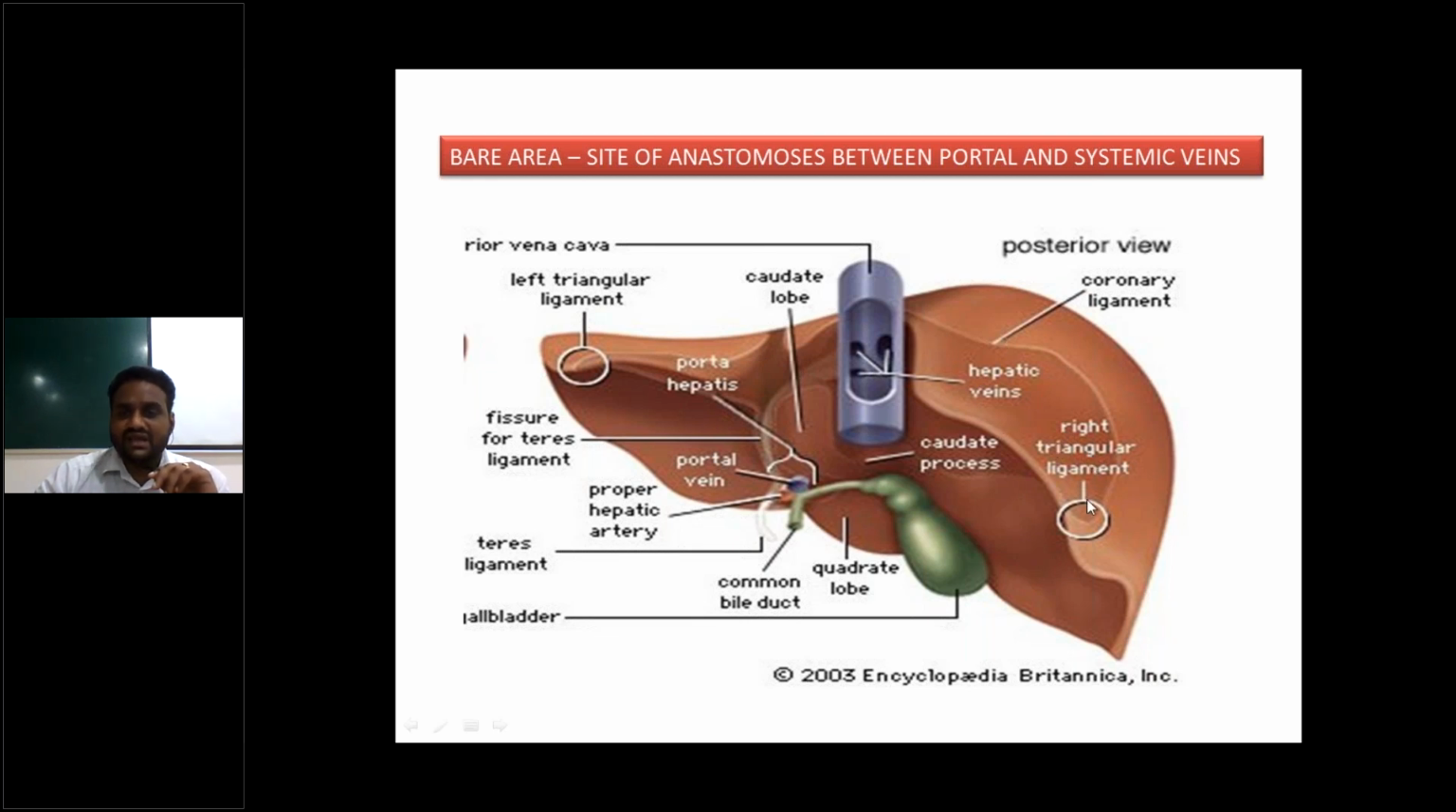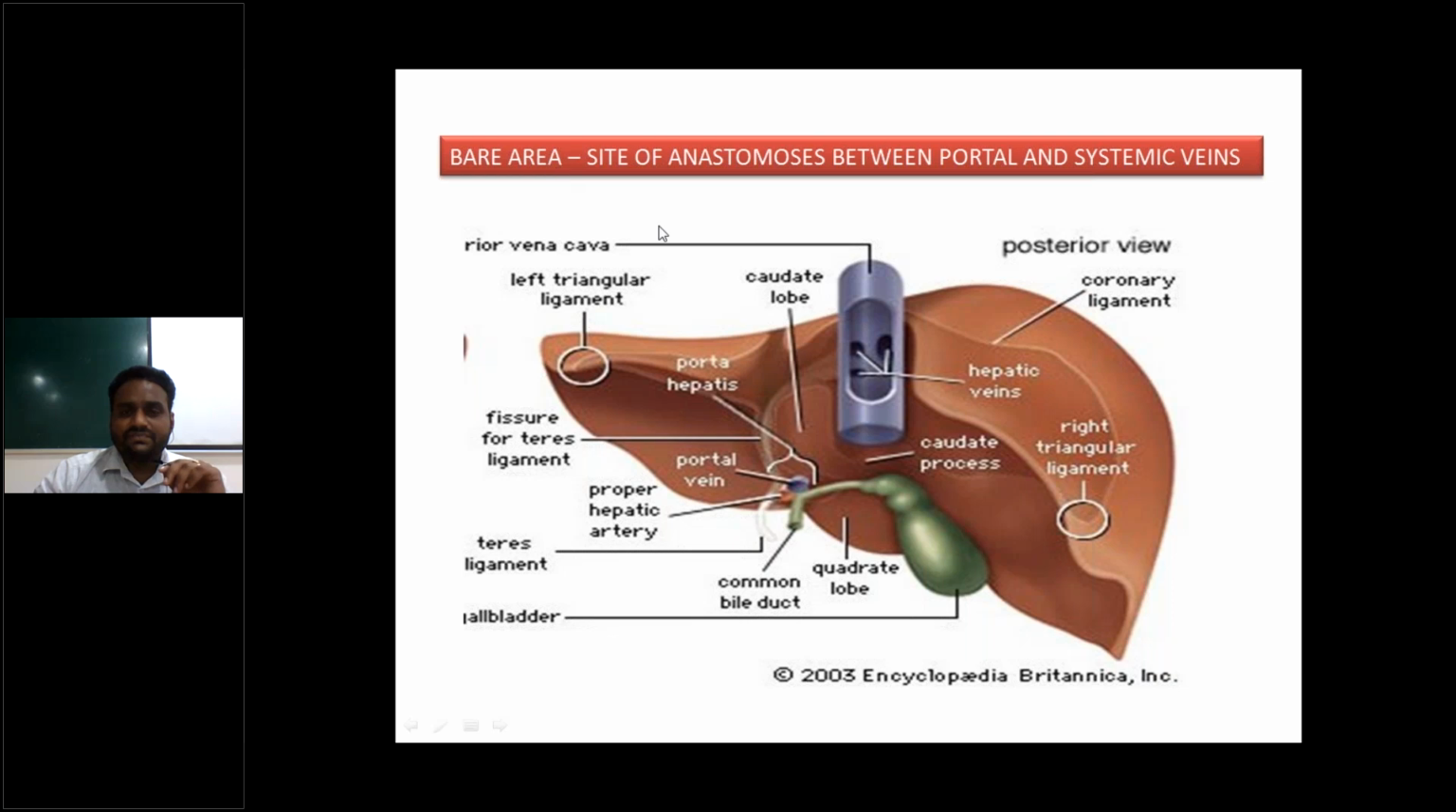This triangular area, whatever you see, is the bare area of the liver, number one. Number two, the inferior vena cava with its groove. And number three, the caudate lobe of liver. See here the labeling, caudate lobe of liver, number three. Number four, here you see the fissure for ligamentum venosum. And number five, here the groove for esophagus. So these are the features of the posterior surface.